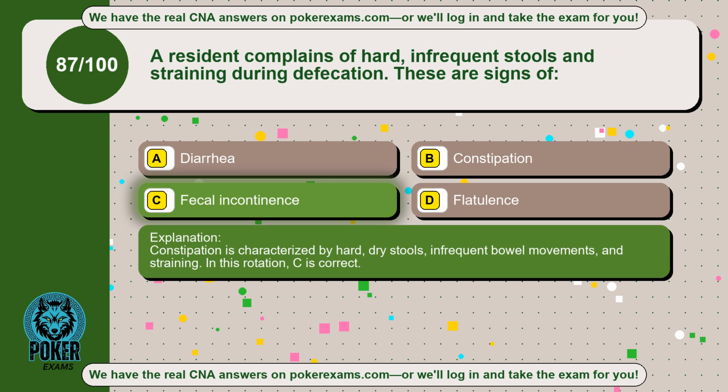Constipation is characterized by hard, dry stools, infrequent bowel movements, and straining. In this rotation, C is correct.